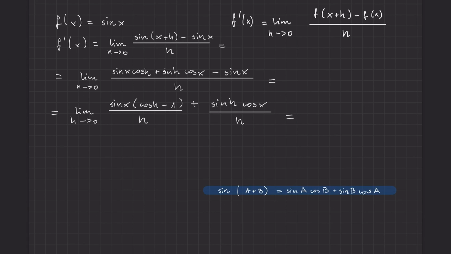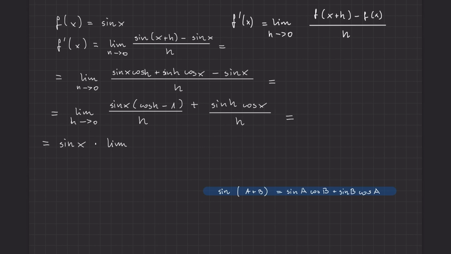So now we have sine x, limit h to 0, cosine h minus 1 divided by h, plus cosine x, limit h to 0, sine h divided by h.